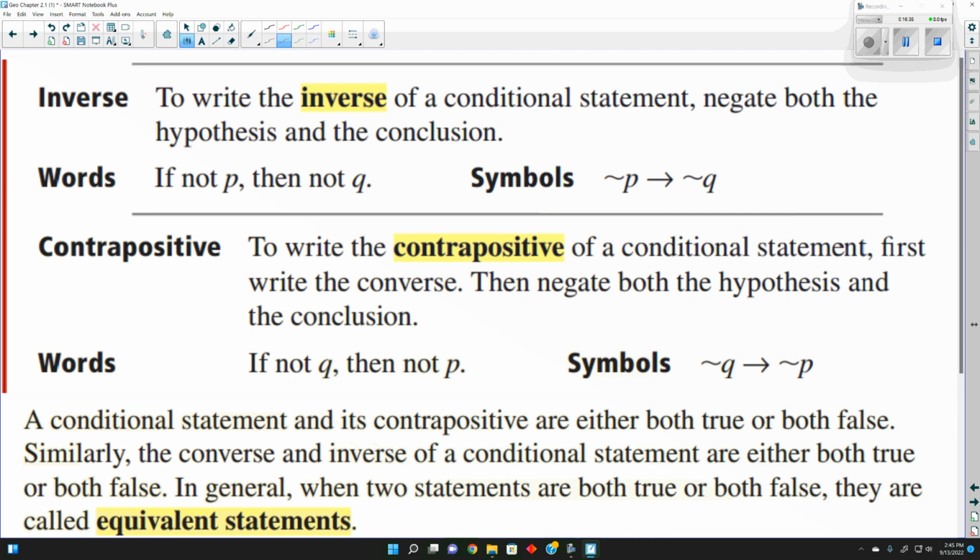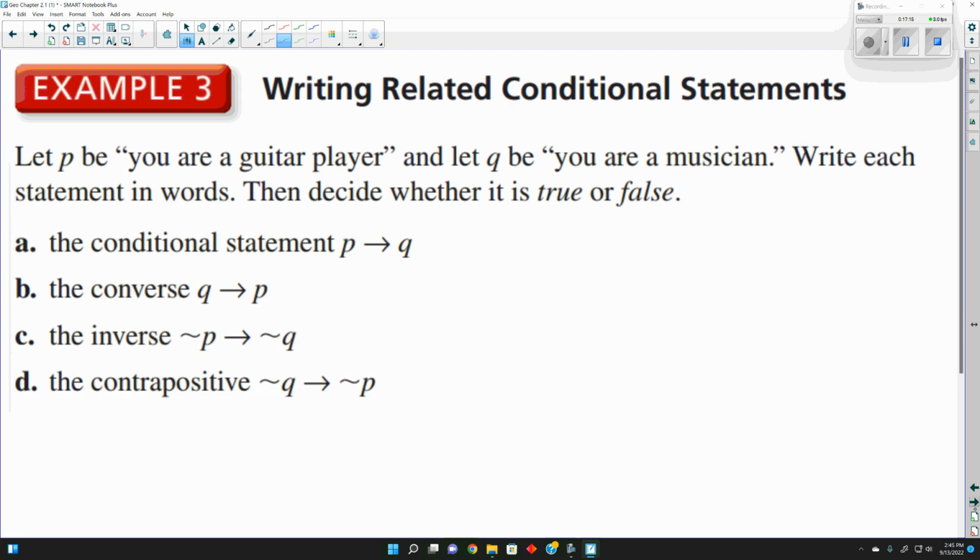And the contrapositive is we just flip the inverse. Now, we can say whether the conditional statement and its contrapositive are true or false: they're either both going to be true or both false. If the inverse and converse are true, these two are going to have the same truth values, and these two here, conditional and contrapositive, if one of those is true, the other is true. If one of those is false, the other one's going to be false. If the converse is true, then the inverse is true. If the converse is false, then the inverse is false. They stick together.